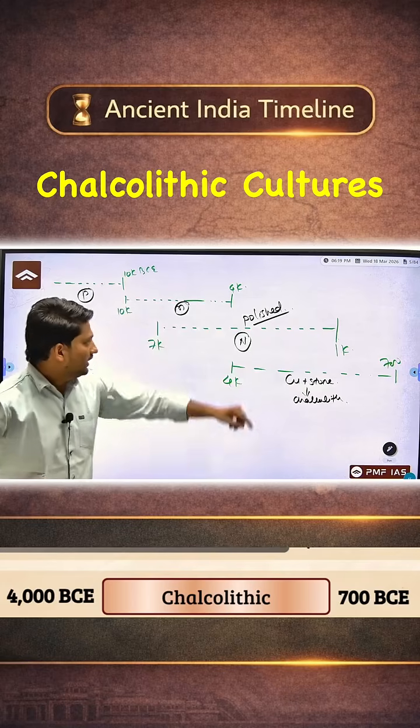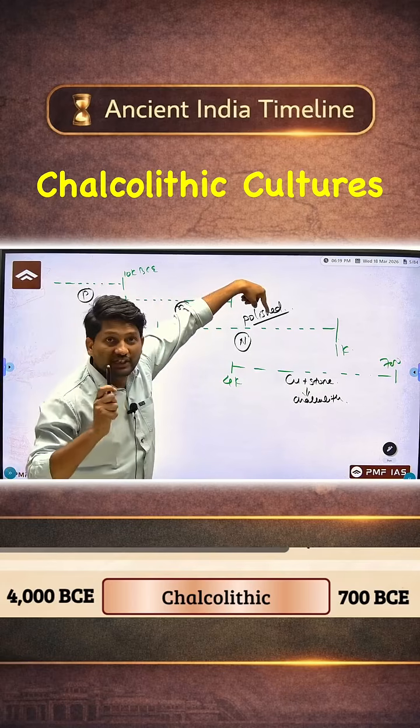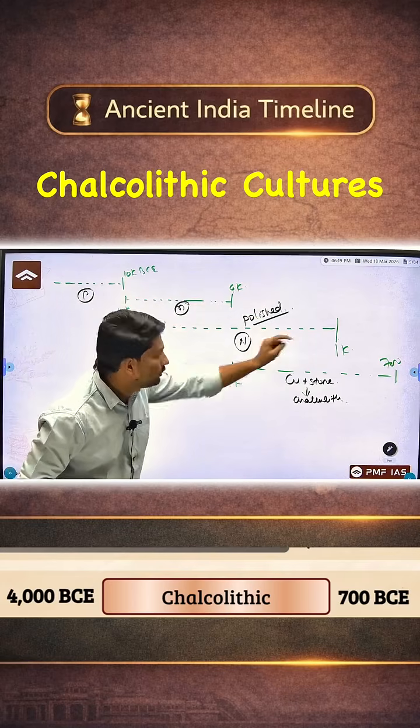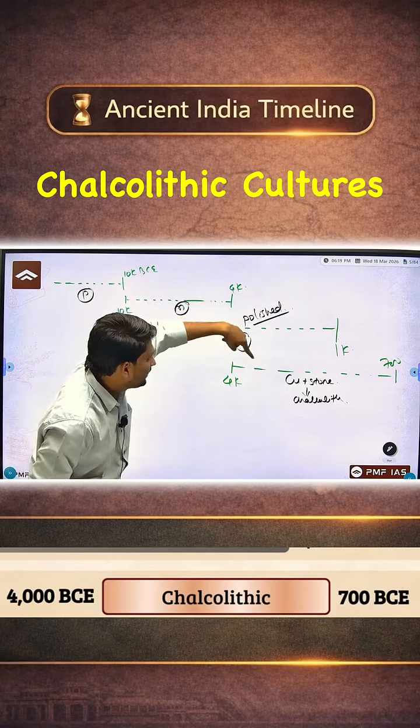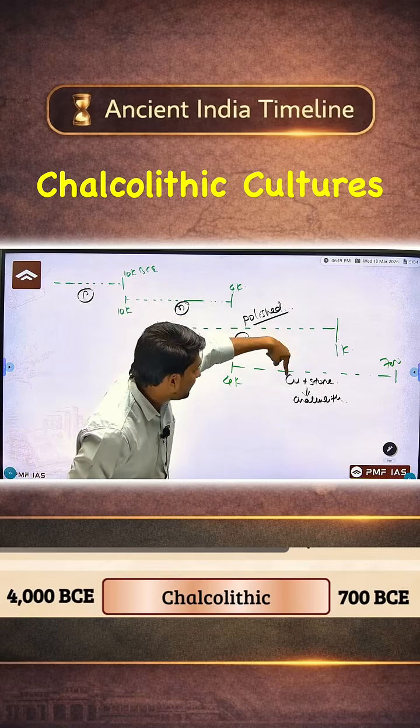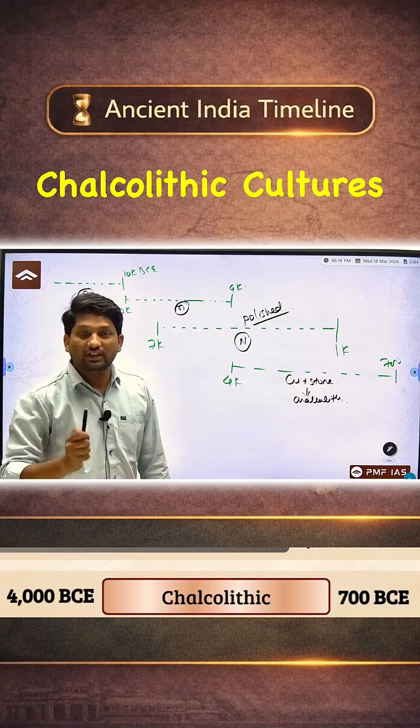Remember now, in some parts of India, people were still using stone. They did not start the use of copper. So they were in this Neolithic phase. At the same time, in another part of India, people were using copper along with stone, and these sites were in the Chalcolithic phase.